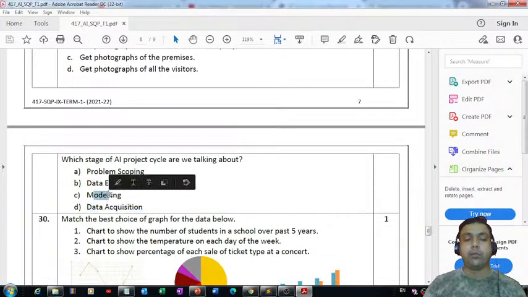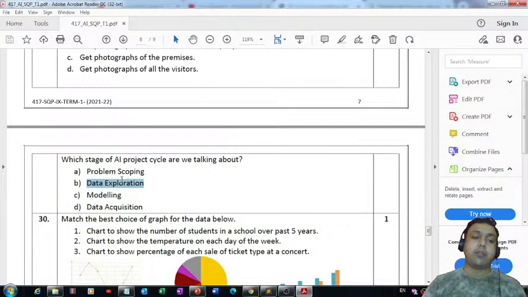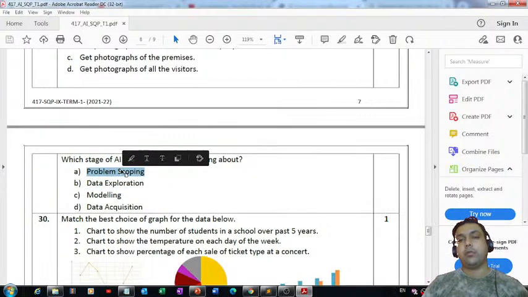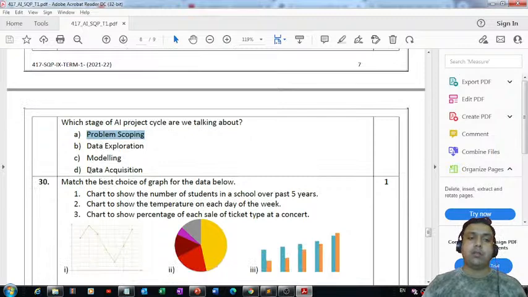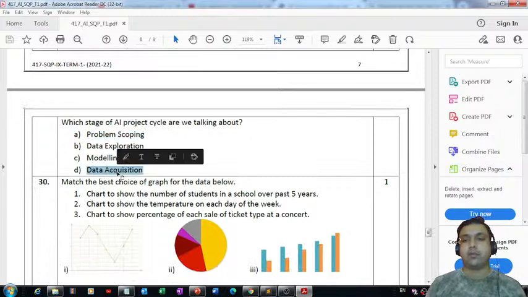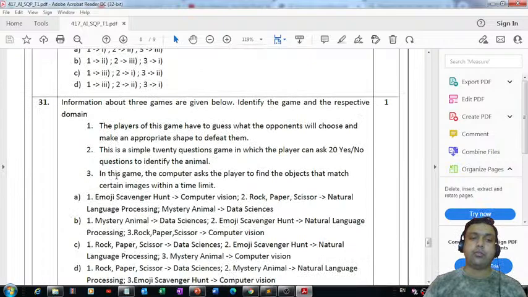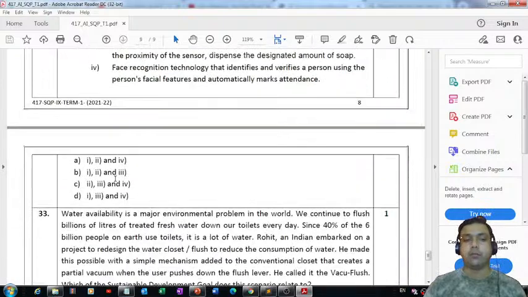Because in modeling, we create a model or algorithm. Then in data exploration, we explore the data, we visualize the data in the form of images. In problem scoping stage, we scope the problem. We find out the objective of the artificially intelligent machine we are developing. So data acquisition is the correct answer. So these type of easy questions you will get in your final board exam.